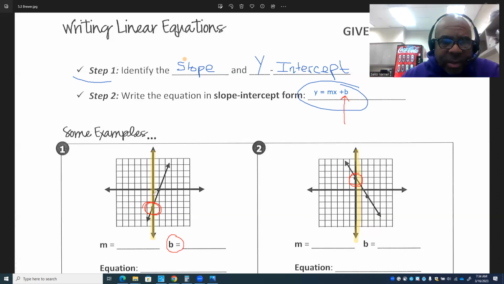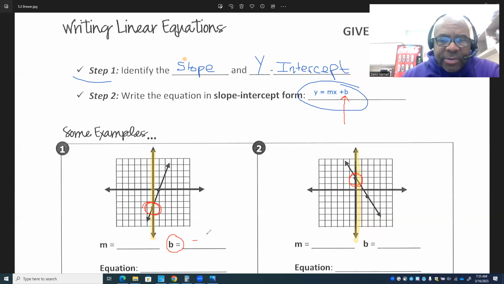So in this case, with number one, the y-intercept, let's see, go down. Here's 0, here's -1, here's -2, here's -3. So our b is going to be -3. You see how we did that?